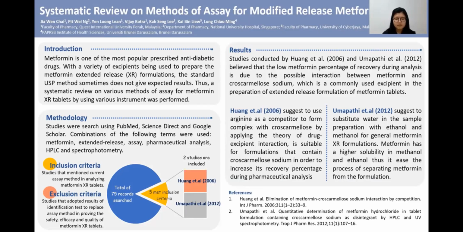The study conducted by Huang et al. suggested adding arginine in the assay procedure, creating competitive drug excipient interaction to form an arginine croscarmellose complex. By then, metformin will be freely bound and hence increase its percentage of recovery to achieve consistent and accurate test results. The study conducted by Umapathi and colleagues suggested replacing water, the solvent used in sample preparation, with 99% ethanol and methanol. This substitution could improve the solubility of metformin in the organic solvent and hence separate free metformin from the formulation.